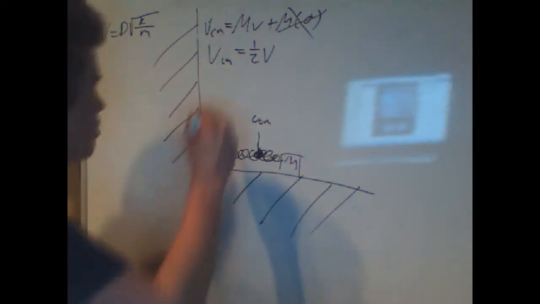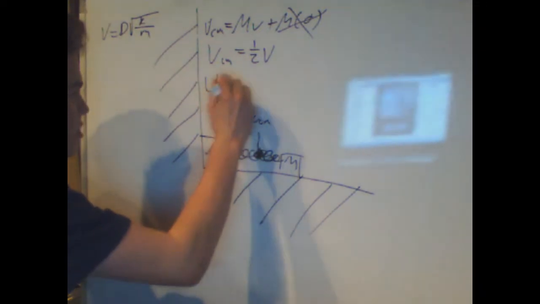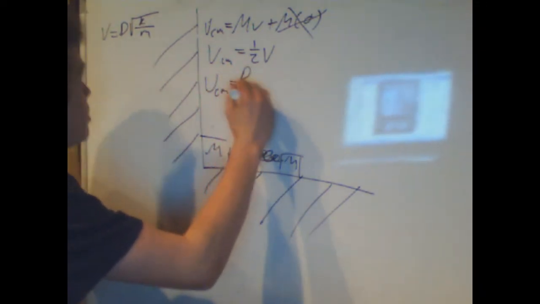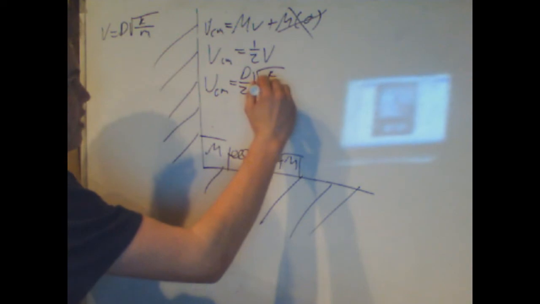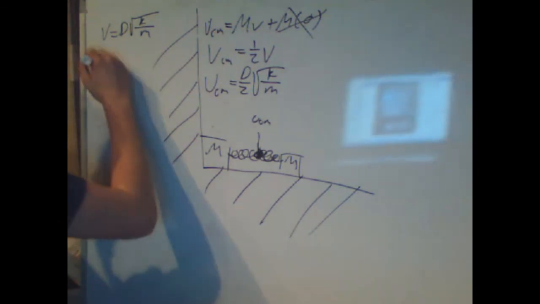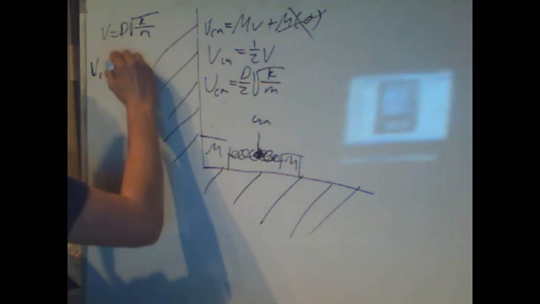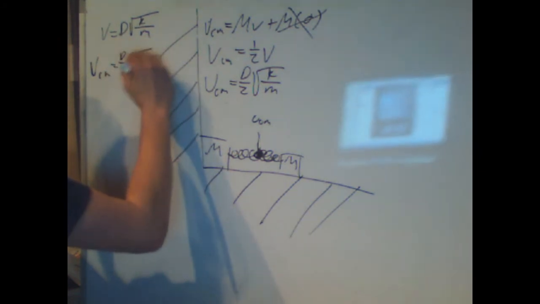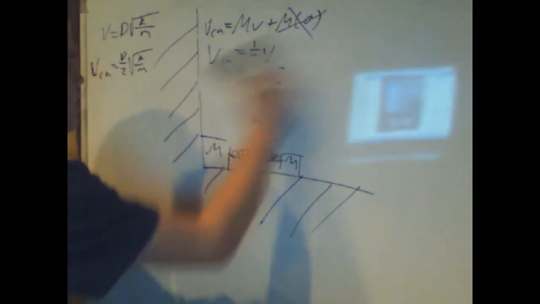Now all we have to do is plug in the v, right? So v of the center of mass equals d over 2 times the square root of k divided by m. And that would be our speed of the system. So now I'm going to write this over here too, in case we need it. You never know these days.